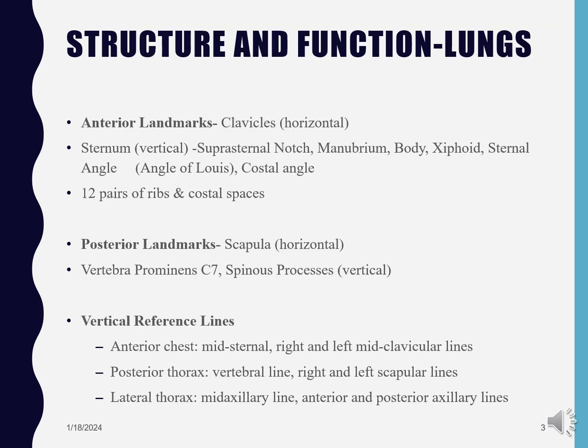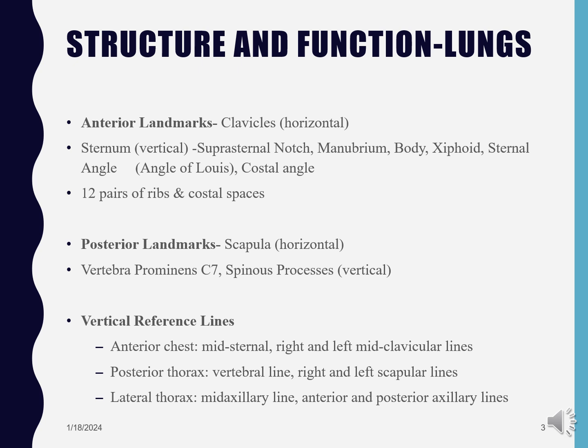diagnosis. So to begin with, the anterior landmarks, the clavicles, are horizontal landmarks. The vertical landmarks include the sternum, suprasternal notch, the manubrium body of the sternum, the xiphoid, and the sternal angle. The costal angle is the angle of the ribs. You have 12 pairs of ribs and all the corresponding costal spaces or rib spaces. The posterior landmarks include horizontally the scapula and vertically is vertebra prominence C7 and the whole spine.